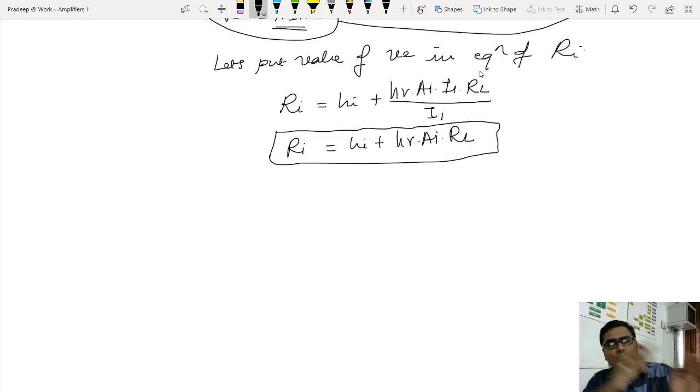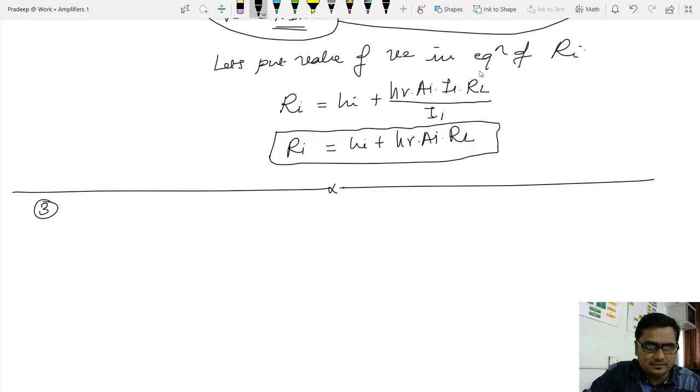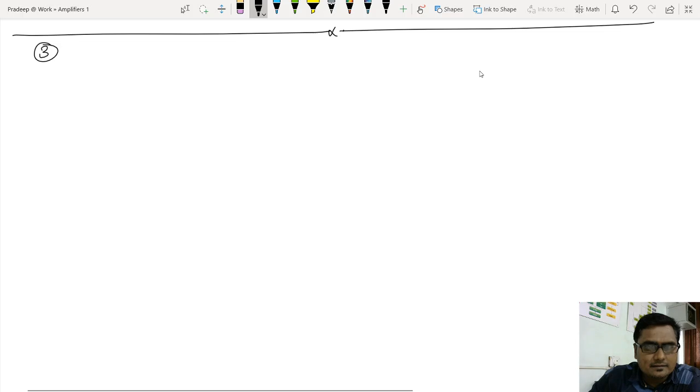Now let us turn towards the voltage gain, which is the most important if we are a designer of amplifiers. Here let us start with the third parameter. What is that third parameter? The third parameter is, so I'm not comfortable writing here. The third parameter is gain.